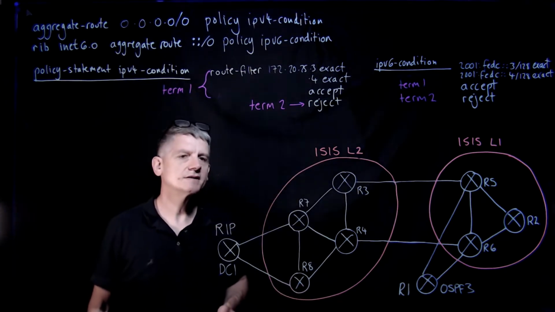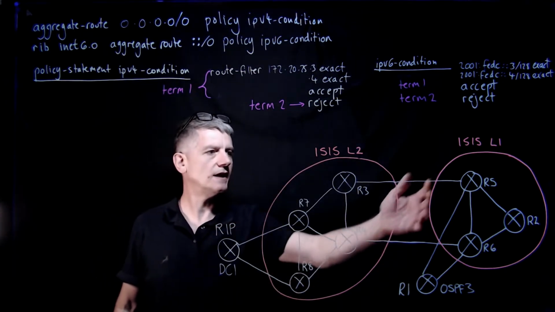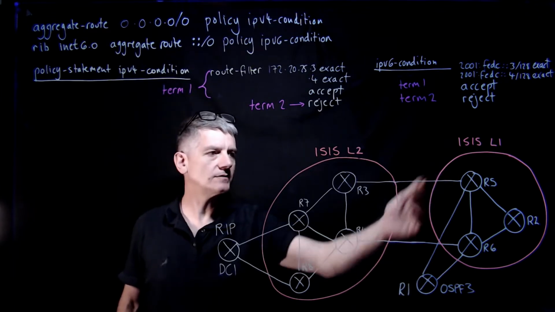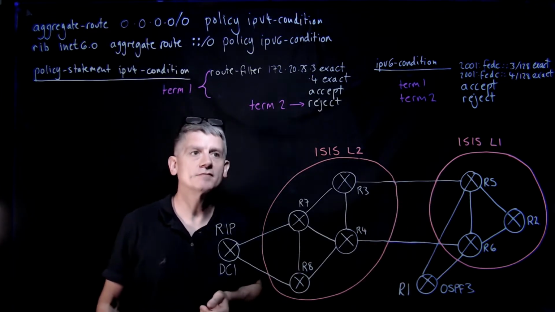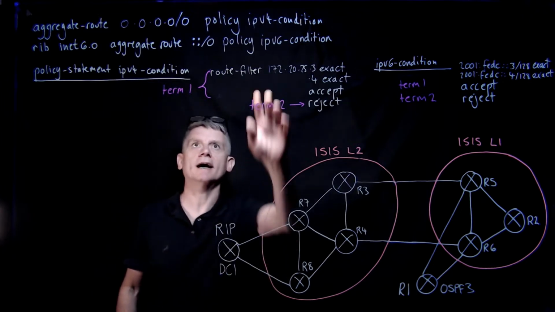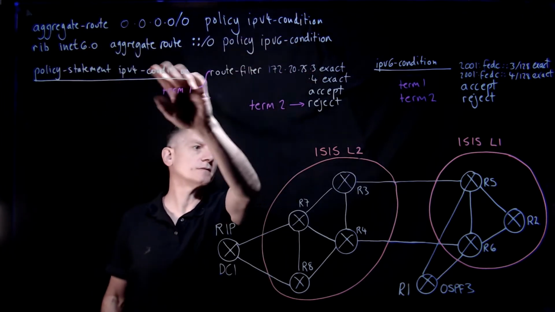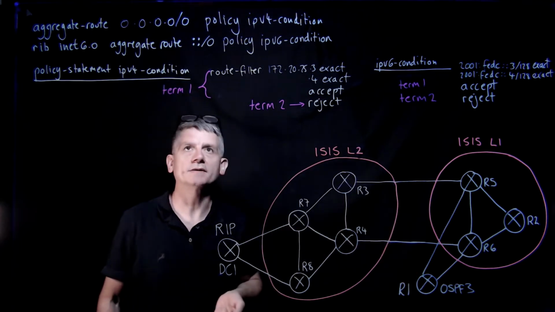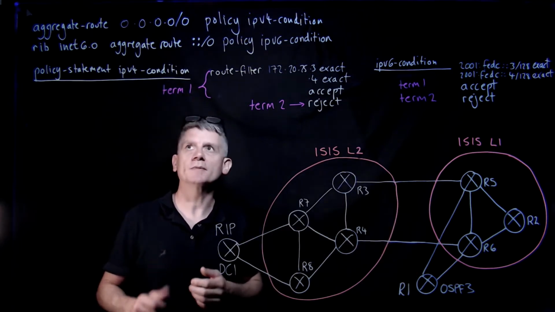Okay, so we're going to start by looking at the routes that are going to be exported out of OSPF from router 5 and from router 6. And the first route that we're going to look at is this aggregate default route that we want in OSPF. There are some other routes as well, but we want this one.